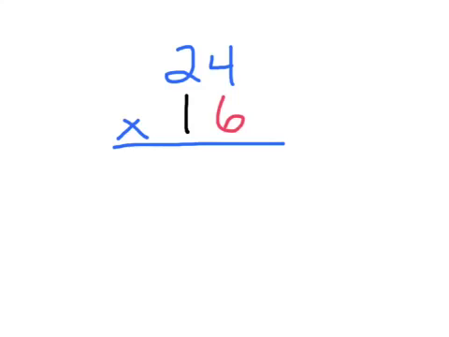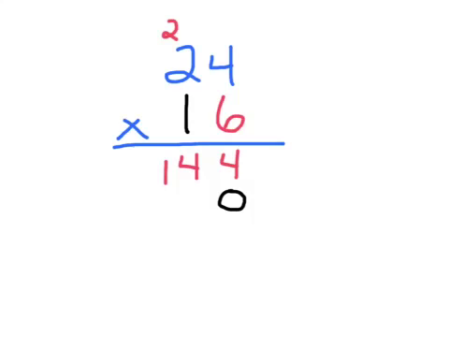We begin with 24 times 6. 6 times 4 is 24. 6 times 2 is 12, plus 2 more is 14. Now we multiply the 24 by the 1. But that's not really a 1, it's a 10. So I need to put a 0 here as a placeholder.